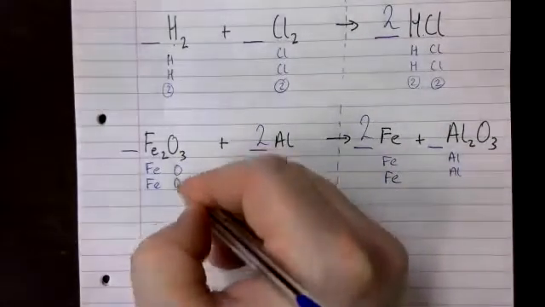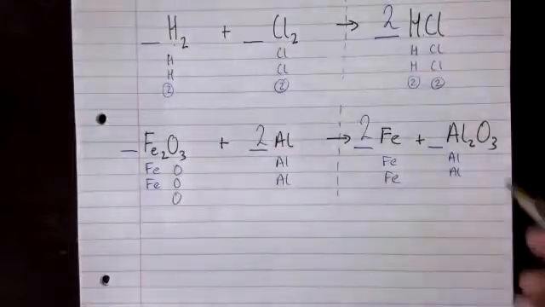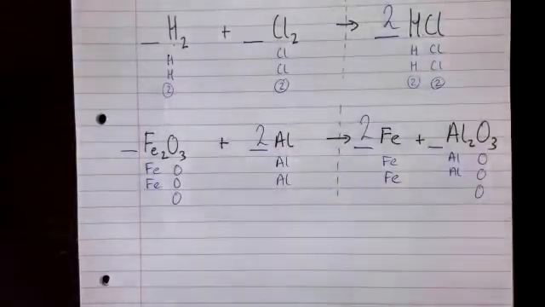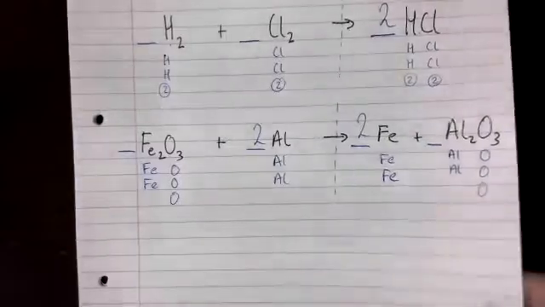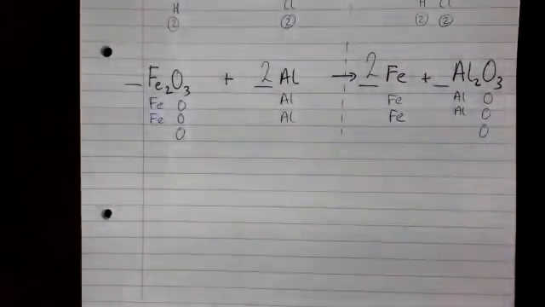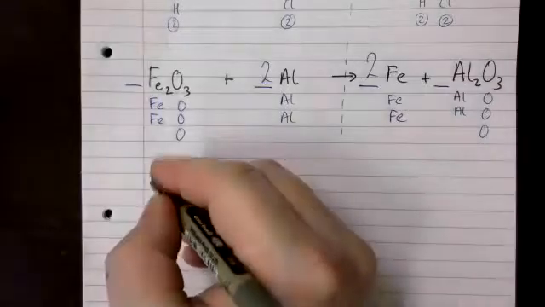Oxygens, looking good. We've got 3 there because it's O3. We've got 3 here because it's O3. So I've got everything balanced up. Okay. Right, let's have a look at another example, slightly more tricky one.